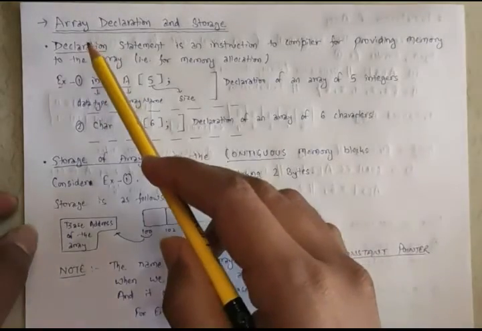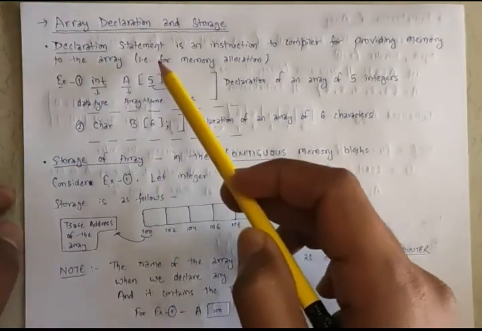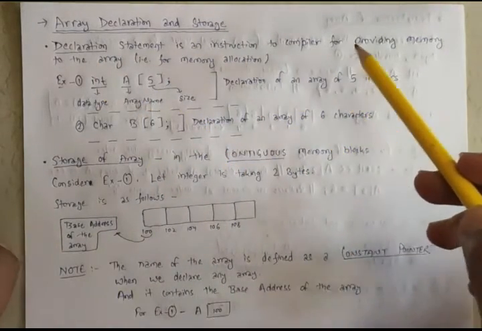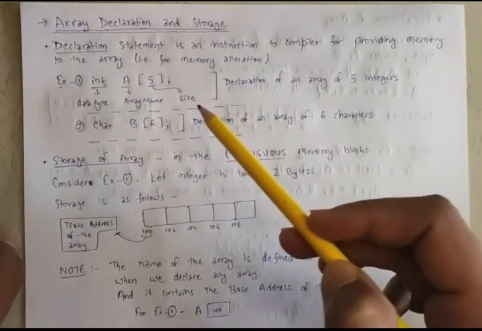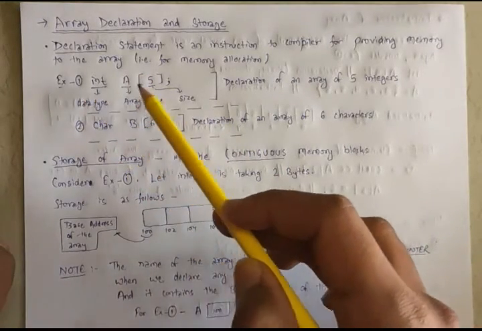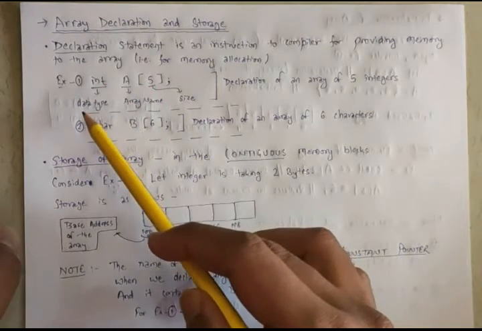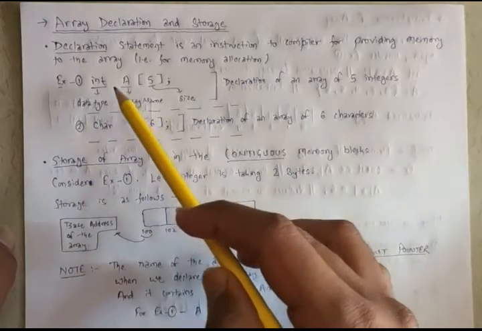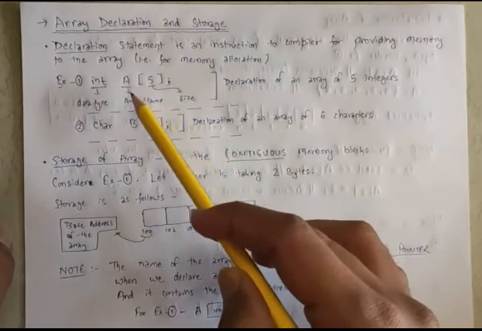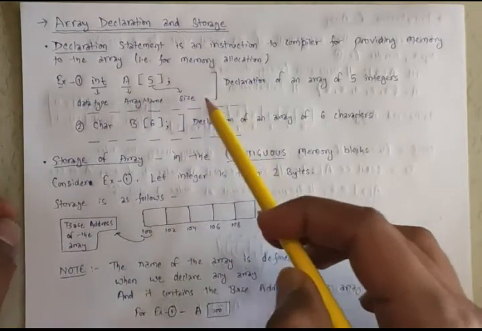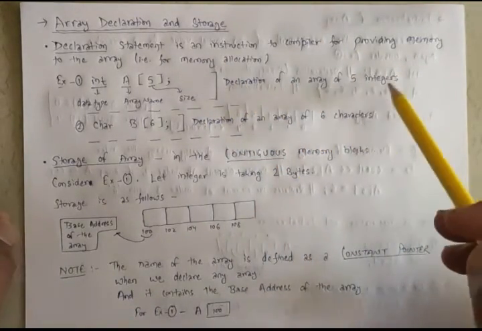Now we would move on to the next topic, array declaration and storage. The declaration statement is an instruction to compiler for providing memory to the array, that is for the memory allocation of the array. So this is one example of array declaration. In declaration statement we provide the data type which we want for the array, the name, here it is A, and the size of the array that we want. For this example, this is the declaration statement of an array of 5 integers.